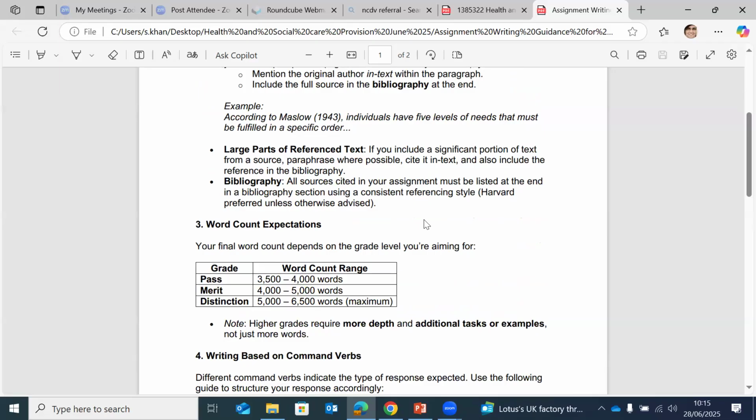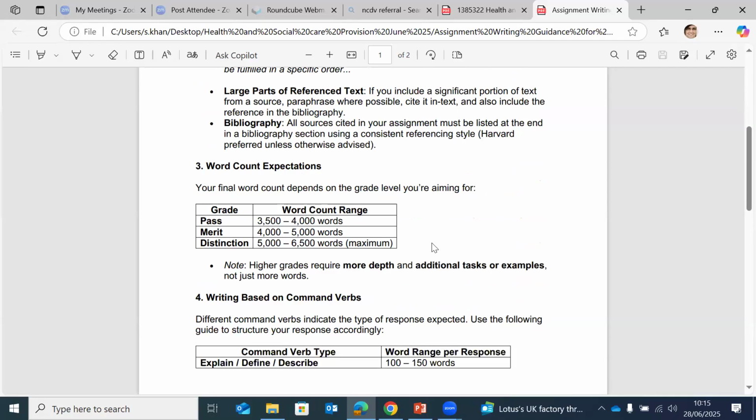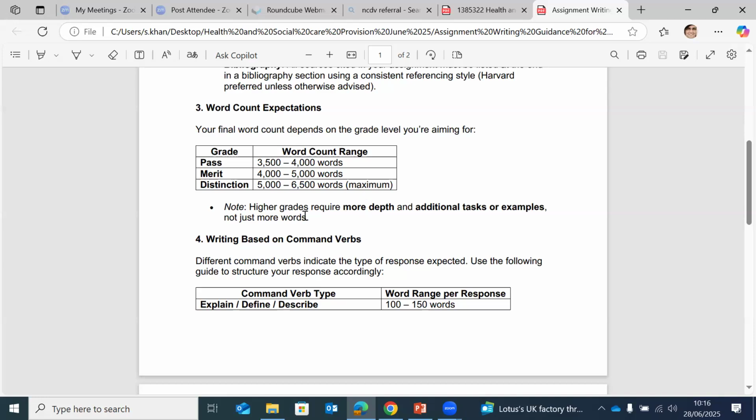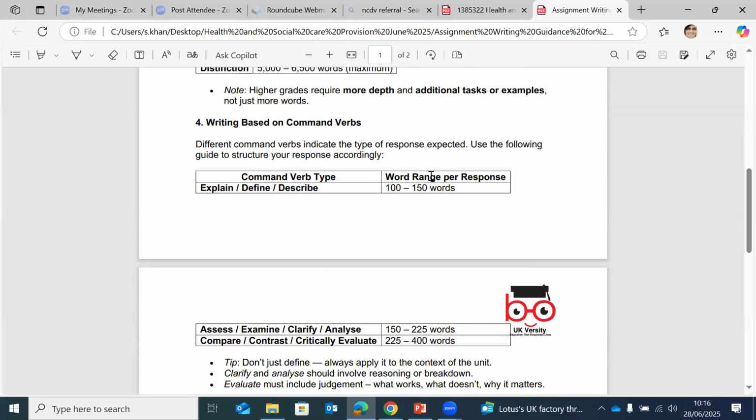The one we use is the Harvard system of referencing. So you need to make sure that you are using that and you have a bibliography. Word count expectation: your final word count depends on the grade level you're aiming for. For a pass, 3,500 to 4,000. For a merit, 4,000 to 5,000. And for a distinction, 5,000 to 6,500. More depth and more analysis is needed, not just more words, okay?